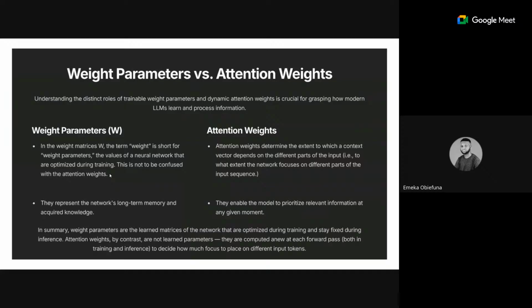Then for attention weights, this is what helps us to determine to what extent a context vector depends on several other parts of the inputs that we have. So those two things are not the same. Don't be confused when you hear me say weight parameter versus attention weights. They are entirely two different things.